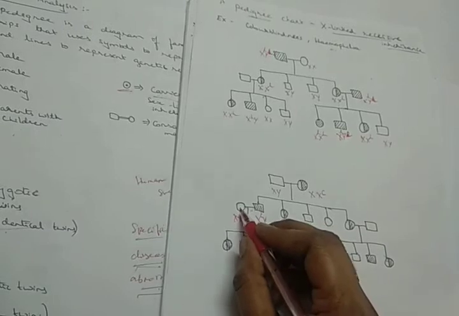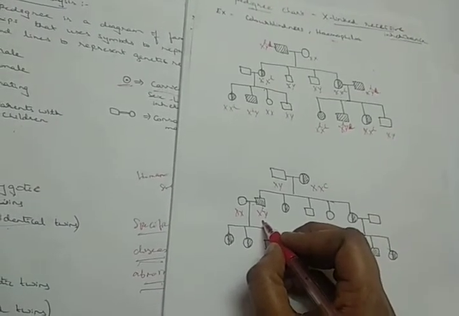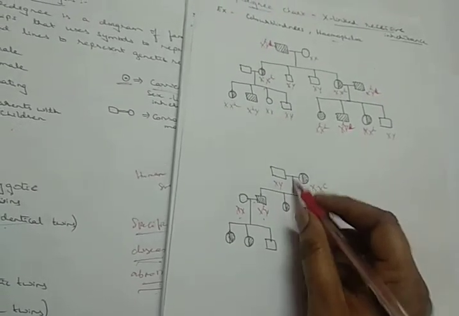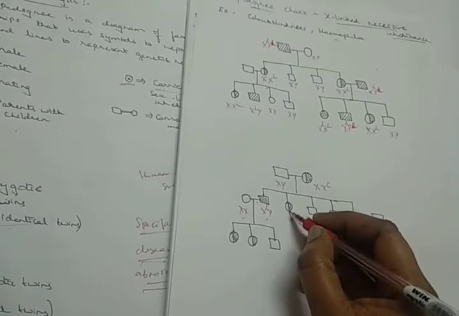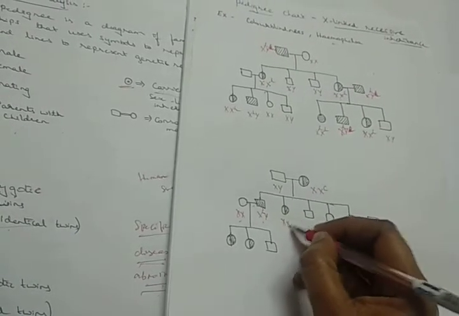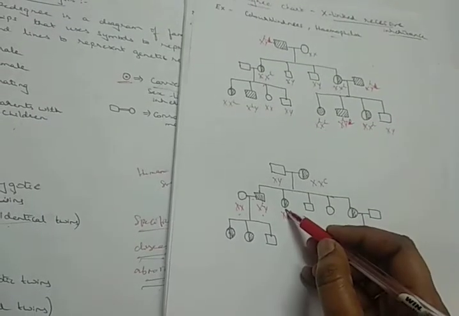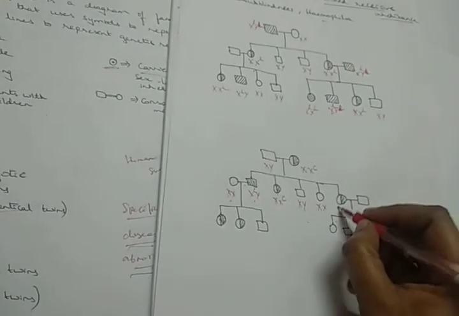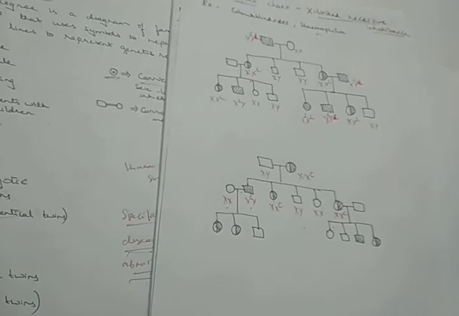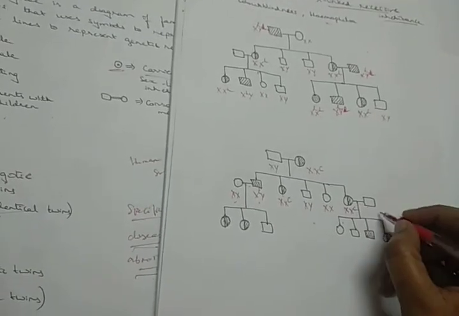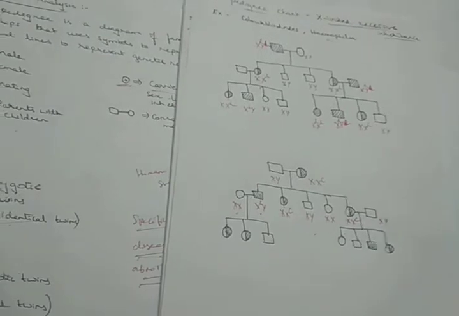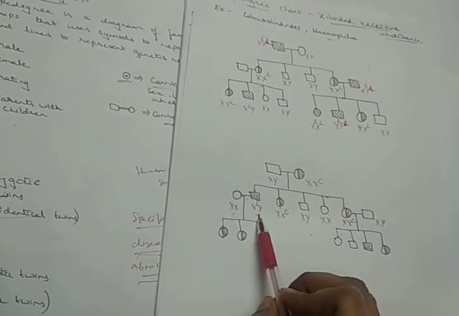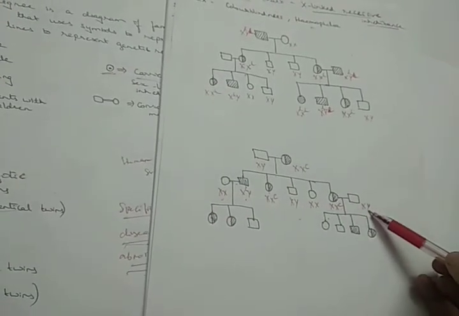Here is another parent pair, where the affected male, the colorblind man, marries a normal female. In the progeny, the children are again a carrier female, a normal male, a normal female, and again a carrier female. The carrier female now marries a normal man. Here the normal female marries a colorblind man. And here the carrier female marries a normal male.